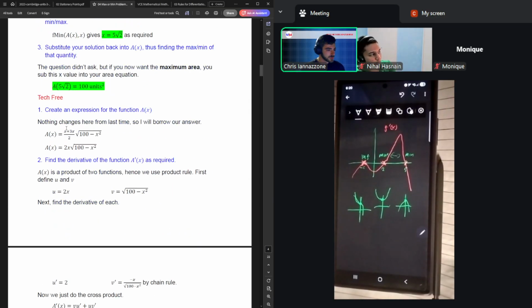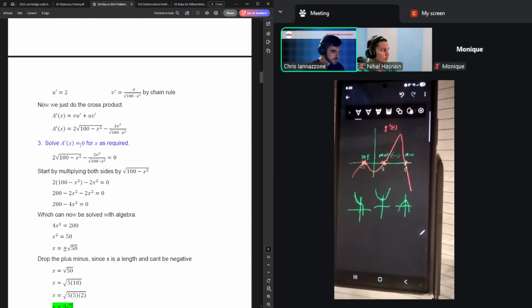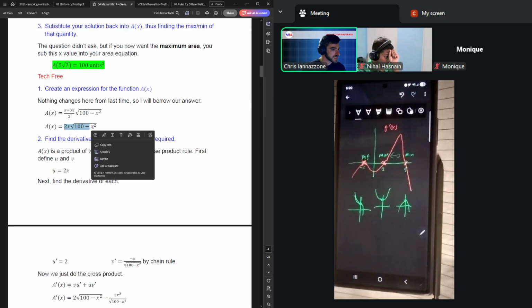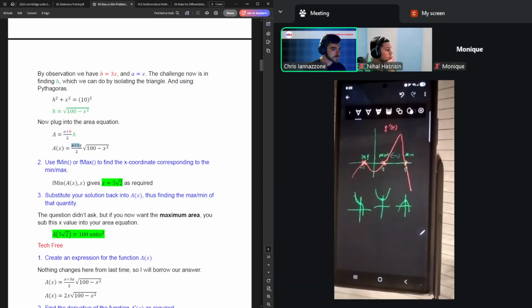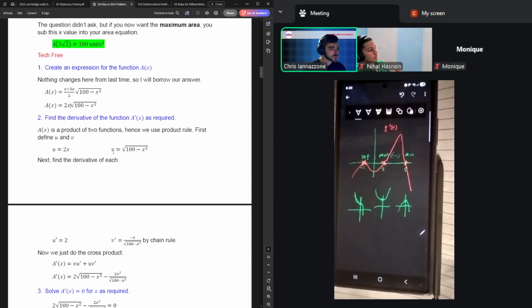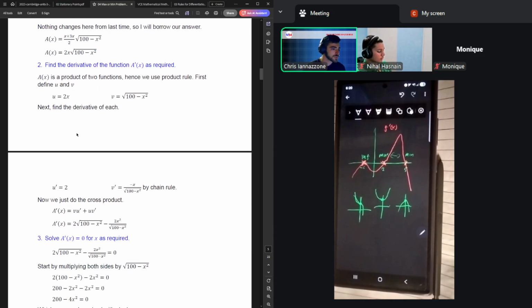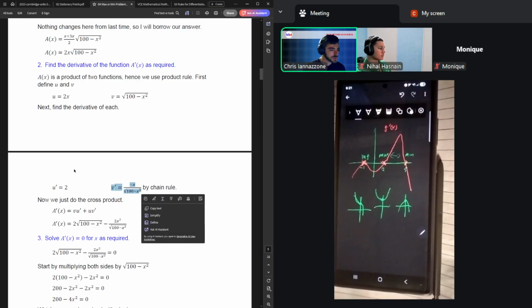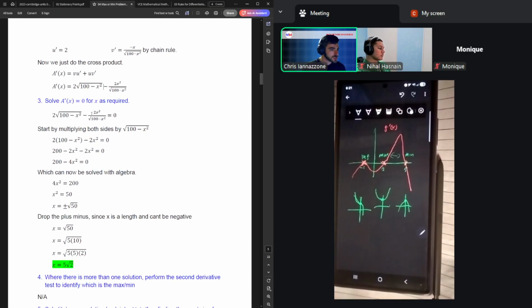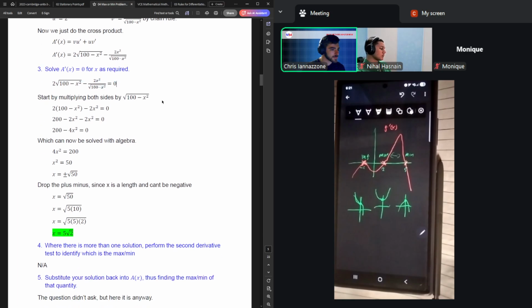The other approach is if you do get tech-free for whatever reason, this wouldn't be too much hell to get through. Your area function is actually a little bit easier than what I left it as. I didn't even bother simplifying this because we were just going to CAS it out anyway. But the x plus 3x is going to give the 4x. That's going to simplify all the way down to basically a product rule, well, a product rule and a chain rule. You split it up into your two functions, take the derivative of each of those, do your cross product for the product rule, and then let this equal 0.